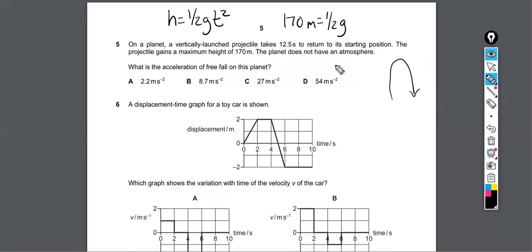1/2 g is obviously what we're going to solve for, right? These are all accelerations of free fall, meters per second squared. But what time do I plug in here? And you're all right, we've got to square it in order to solve it, but I don't plug in 12.5 here. I plug in what? 6.25 is correct.